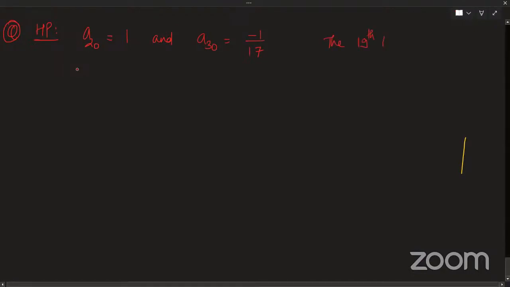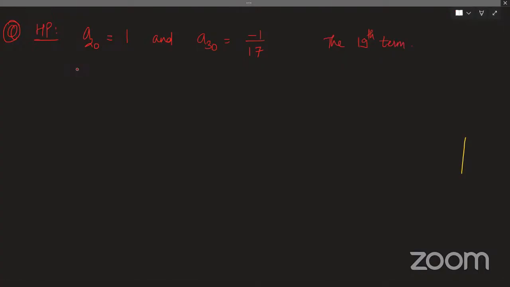So we have an HP whose 20th term is 1 and 30th term is minus 1 by 17. It is asking me for the 20th term. Sorry, the 19th term. Easy, right?